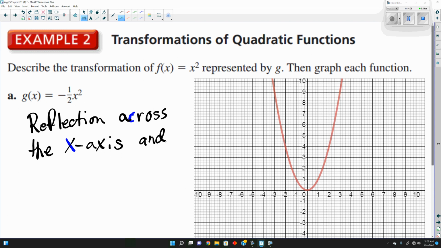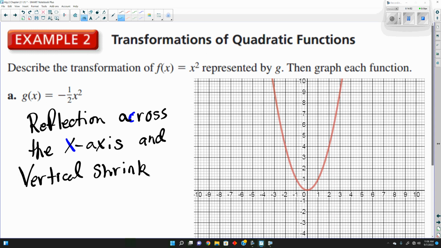And this here would be a vertical what? Because the number is what? 1/2, yes? So it'd be a shrink. Because if the number or values are between 0 and 1, it's a shrink. If it's greater than 1, it's a stretch.